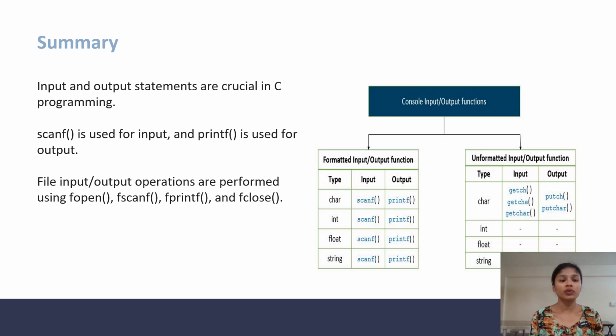Summary of input and output statements in C. Input and output statements are crucial in C programming. Scanf is used for input and printf is used for output. File input and output operations are performed using fopen, fscanf, fprintf and fclose.